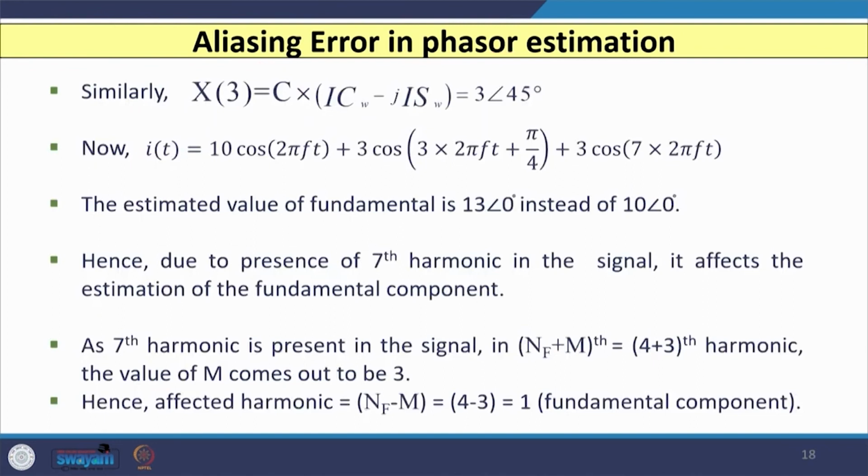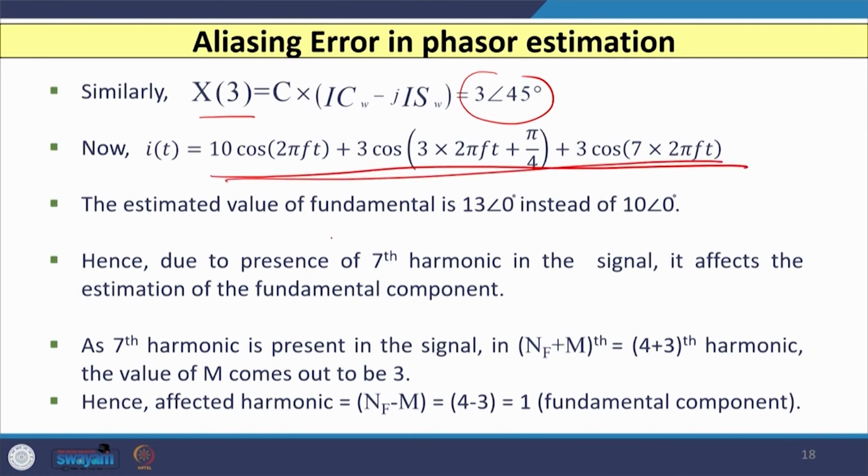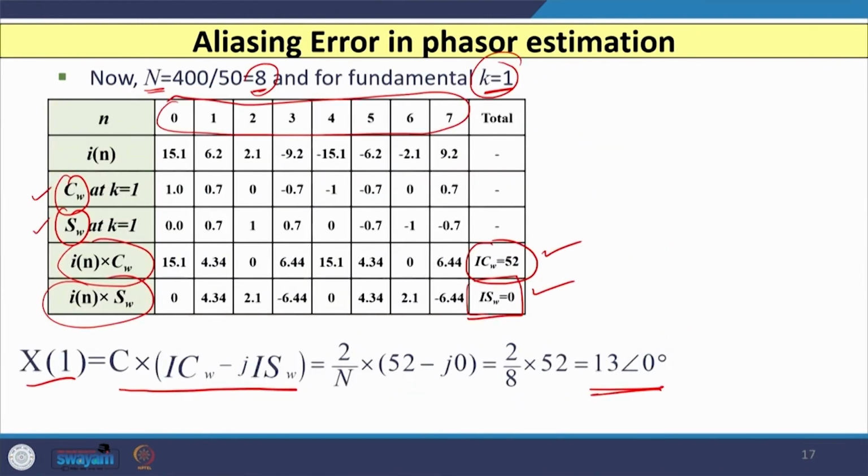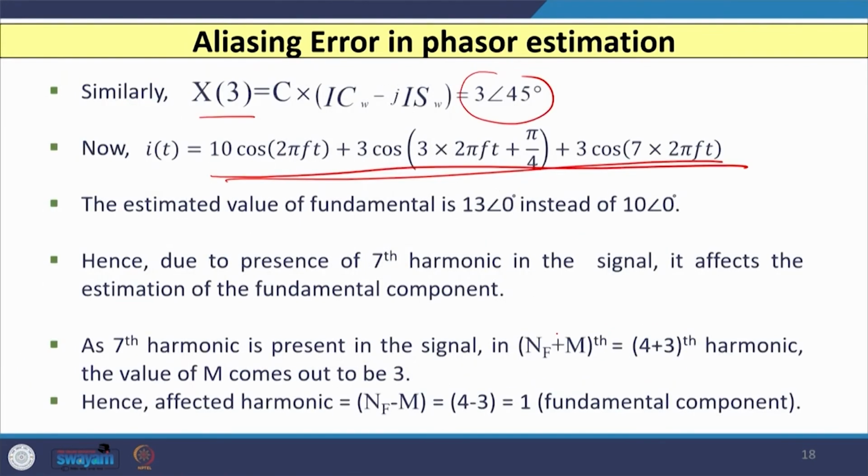Similarly, you can calculate another component, the phasor of the third harmonic, and you get the value 3 angle 45. Our original equation IT is this. You can see the estimated value of the fundamental term is 13 angle 0, whereas in the actual signal IT the fundamental term present is 10 angle 0. So, because of the presence of the 7th harmonic in the signal, the effect occurs on the fundamental component, and the fundamental component is wrongly estimated.